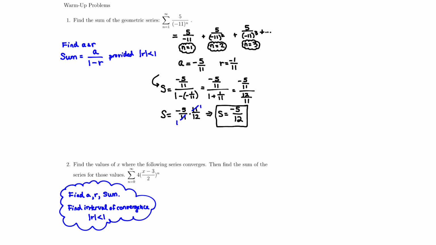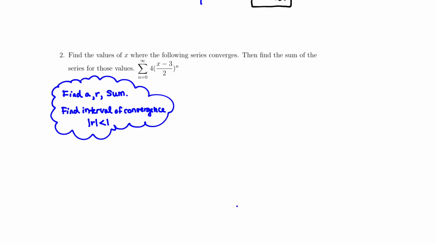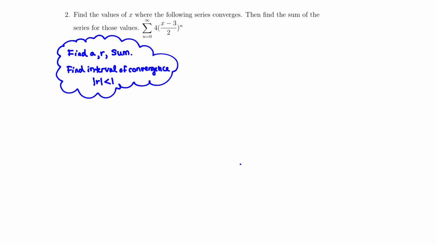So 4 times x minus 3 over 2 to the n. We are looking to see where this series converges and what is the sum of that series. Be very careful, your n is starting at 0 on this series. Your n is starting at 0. Well, probably the same R.